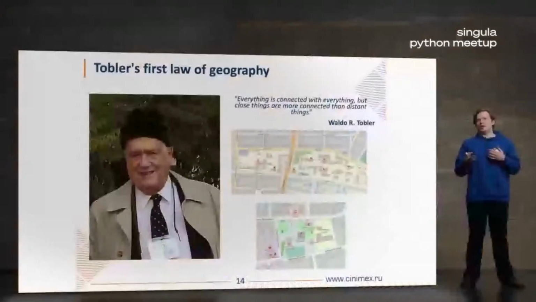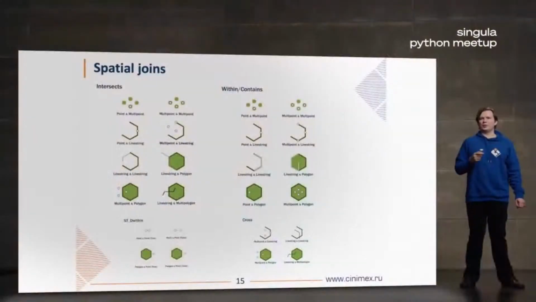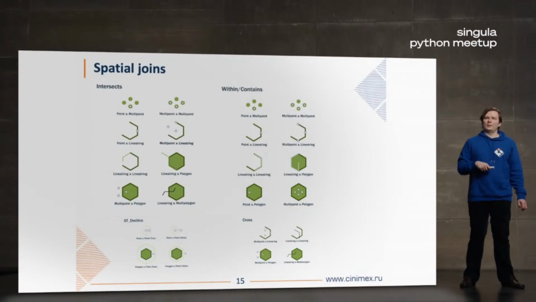And also we prefer to communicate with people who have a lot in common with us. For example, poor people prefer to communicate with poor people, and rich people prefer to communicate with the rich. And developers and data analysts prefer to communicate with developers and data analysts. So that's why we are here. In different libraries, there are a lot of different ways to make spatial joins. For example, spatial joins based on intersections or crossing, or a relationship between two objects when one object is within another one.